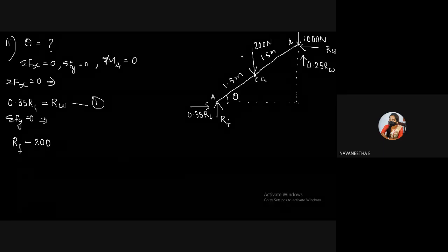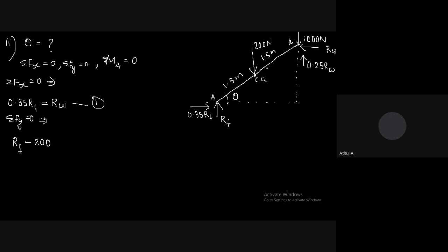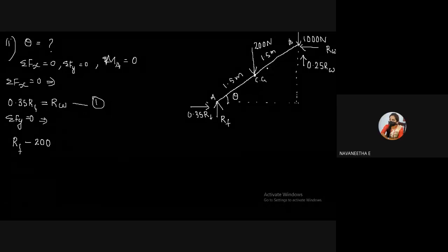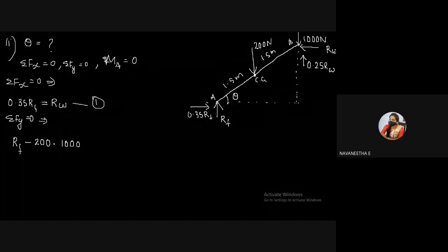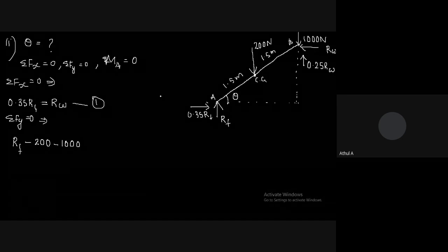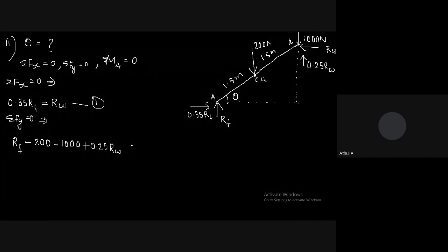Then next, while considering point B, which are the forces acting in y direction or vertical direction? 1000 Newton. 1000 Newton, positive or negative? Negative. Okay. Then next, 0.25 RW, positive or negative? Positive. Okay. Next, the next force. Negative.